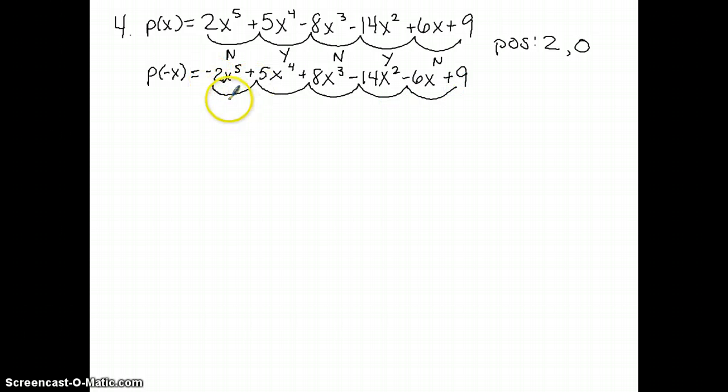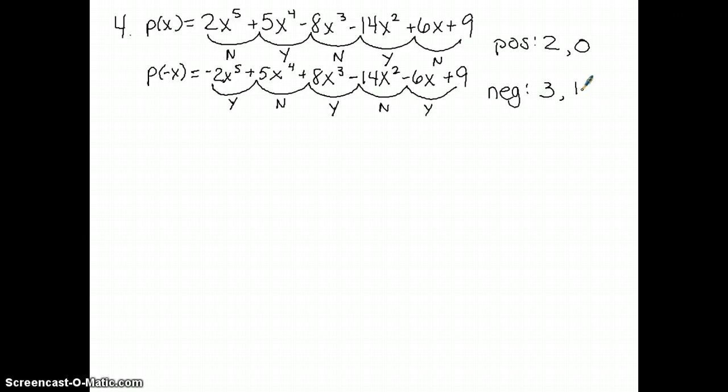So negative to positive is a yes. Positive to positive, no. Positive to negative, yes. Negative to negative, no. And negative to positive, yes. So this should tell us how many negative real roots we're going to have. And it looks like we have 3 yeses, but you always have to subtract 2 to account for imaginary pairs. So you could also have just 1 negative.